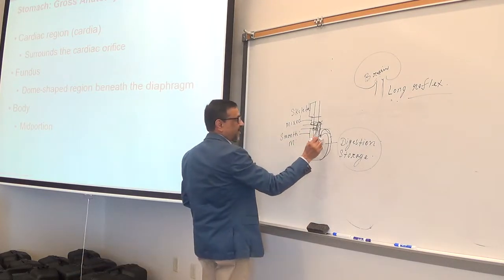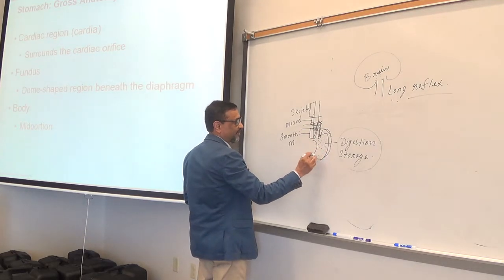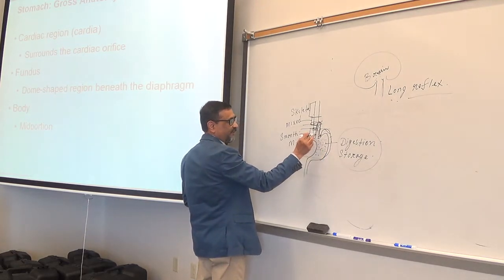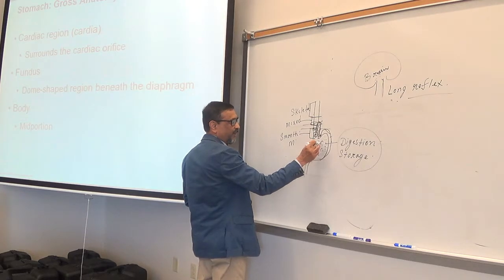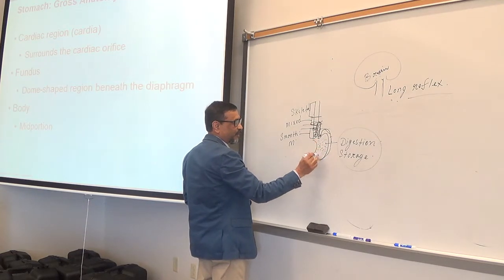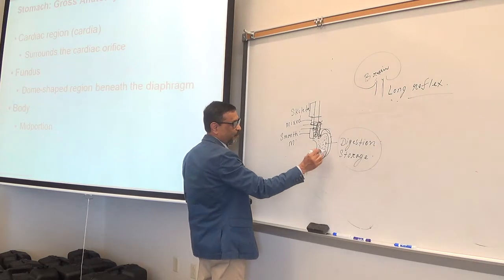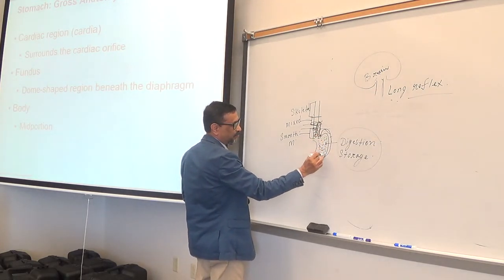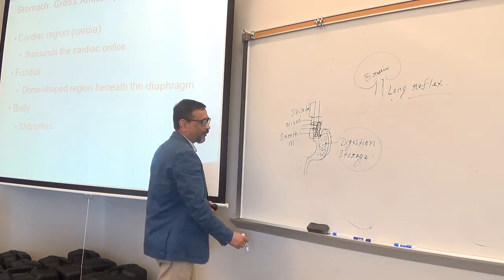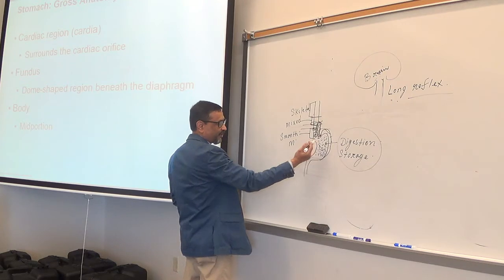A lot of secretion occurs in the stomach. The food bolus is semi-solid. When the food bolus enters into the stomach, a lot of secretion occurs. So the food molecules get mixed with the liquid, and that is called chyme. So now the food is in liquid form. No more semi-solid.